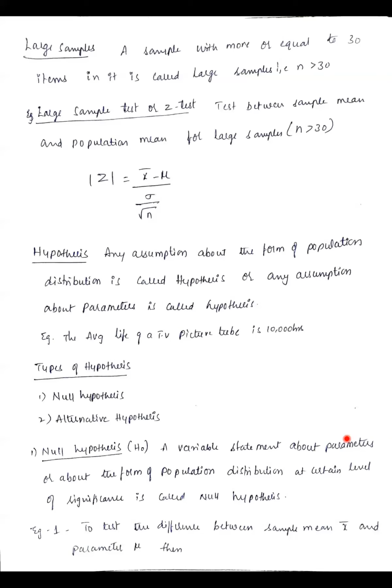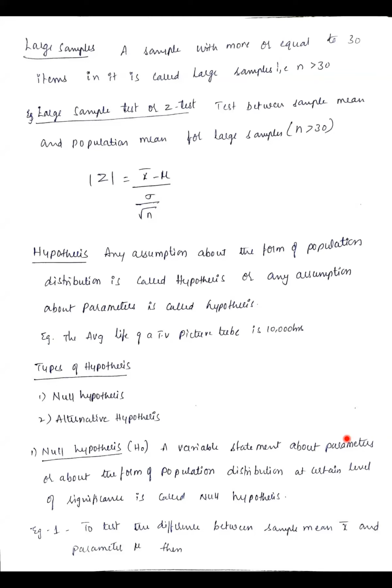And next one is the large samples. A sample with 30 or more items is called a large sample, that is, n will be 30 or more. A large sample test is also called a Z test. In this case, the samples will be more than 30. The equation for this large sample test, or the Z test, is Z equals x bar minus mu divided by sigma by square root of n.